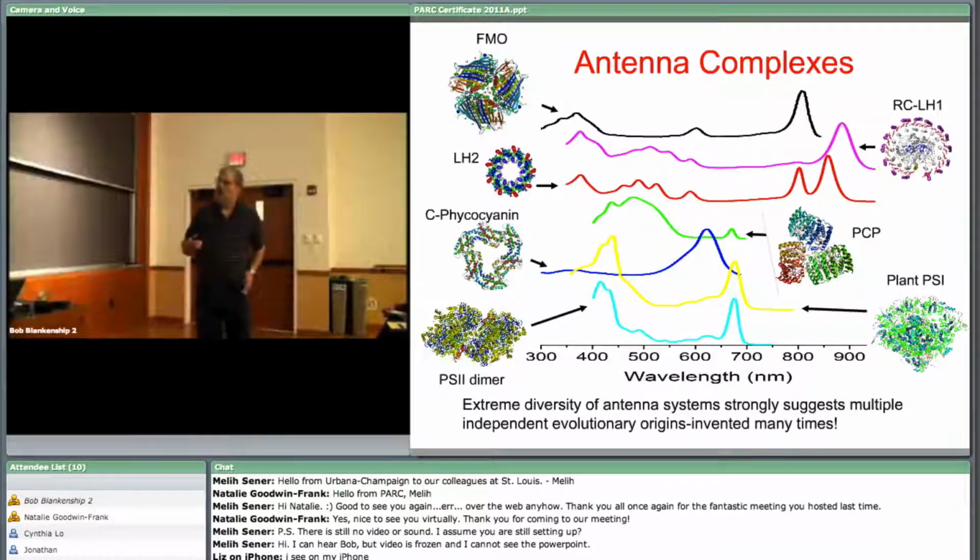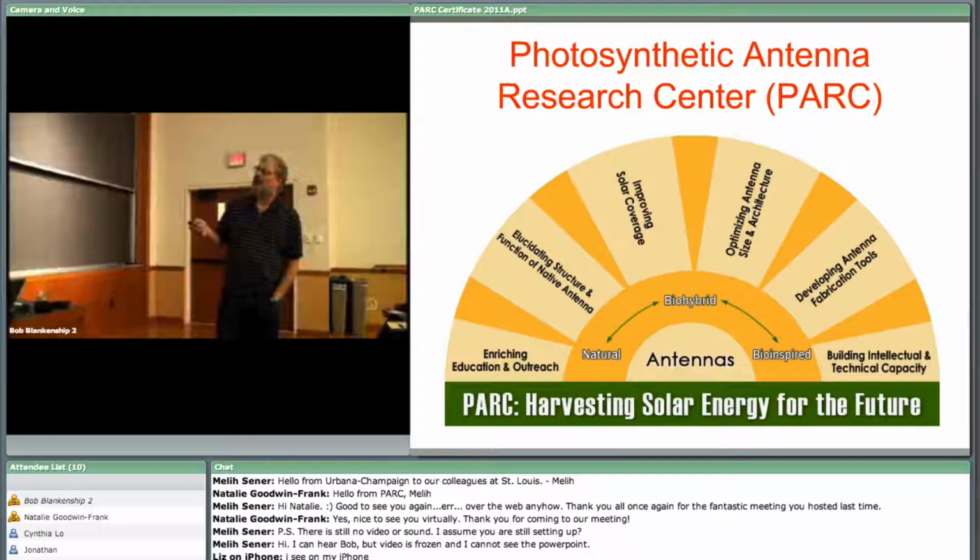So a little bit more about PARC. This is the PARC logo, which is designed to look like the setting sun, and there are three different themes within PARC. One is natural antennas, one is called biohybrid antennas, and one is bio-inspired antennas, and I'll tell you a little bit more about each of those as we go along.